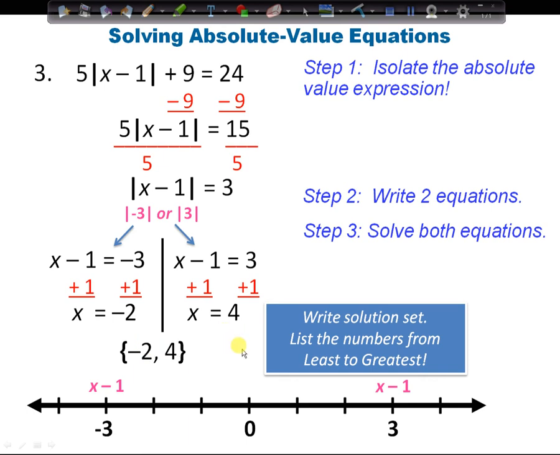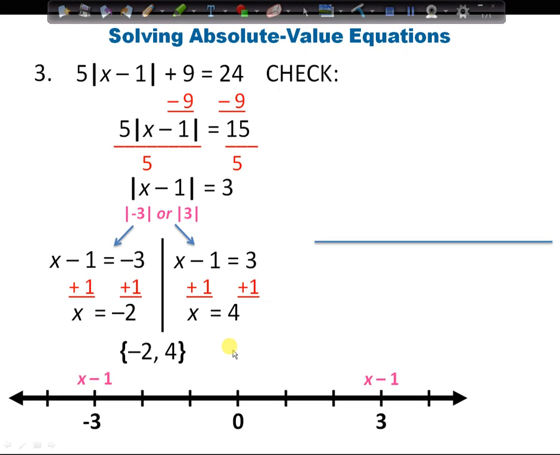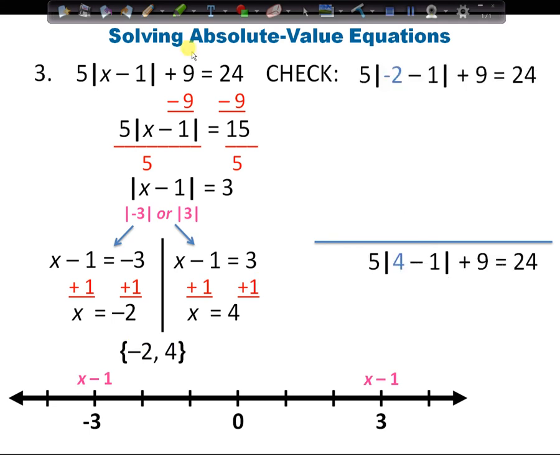Make sure that you have all of this written down. Now we're going to go ahead and check just to make sure. Since we have 2 solutions, we do have 2 different checks. You go back to the original equation before you move the 9, before you moved anything, back to the original. Instead of x, I'm going to plug in a -2. And from here, it's just order of operations. So we're going to do what's inside the absolute value bars first. -2 minus 1 is -3.